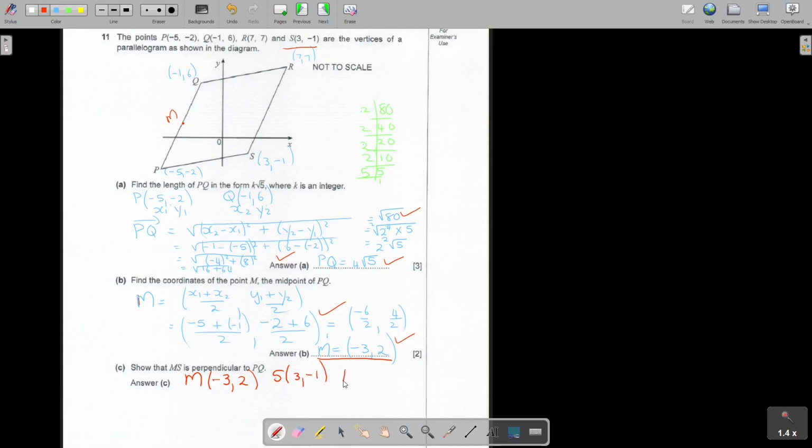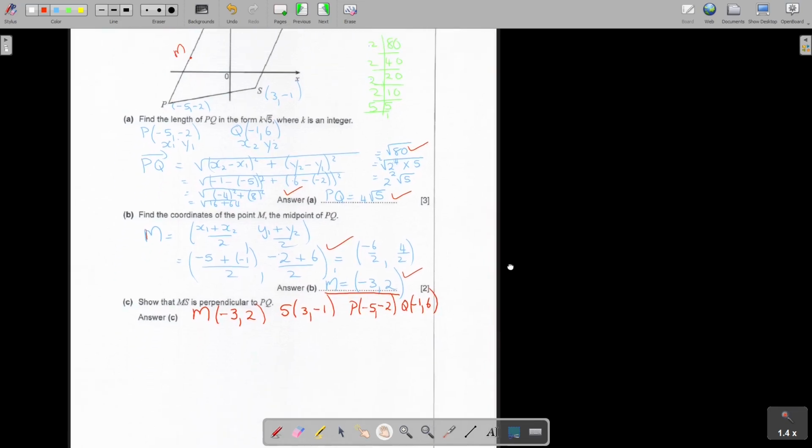And then P, I'm getting P here. Do you see? It's negative 5 and negative 2. And then I'm getting Q, and that is negative 1 and 6. Now I'm going to work out the gradients.